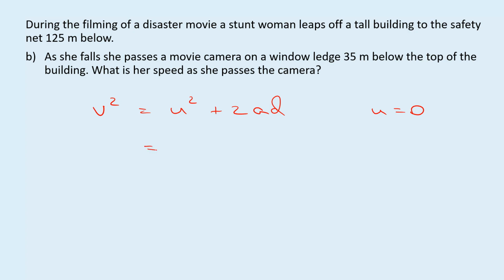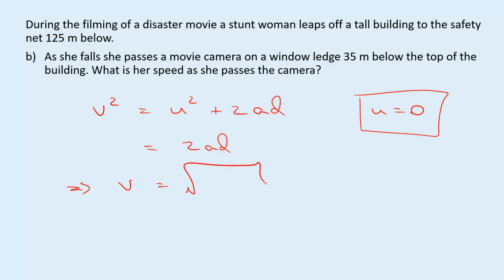So this says that v squared is actually equal to 2ad, right? Because u equals 0. Now, we don't want v squared, we just want v, so this implies that v is equal to the square root. To get rid of the squared, we just take the square root. So square root of 2ad is our final equation to work this part out.